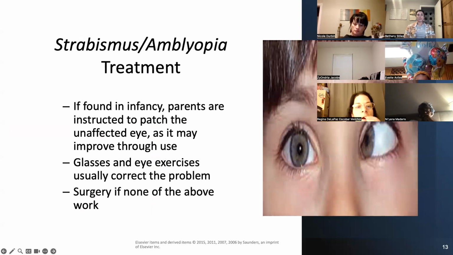So when we're treating strabismus and amblyopia, we can use an eye patch. We're going to patch their unaffected eye, their good eye, so that their bad eye is forced to get stronger. By covering the good one, we force the brain to work with the bad one so that we can increase its strength and correct the disorder. You can also use glasses and eye exercises to help strengthen that eye. And if that doesn't work, then we can do surgery.